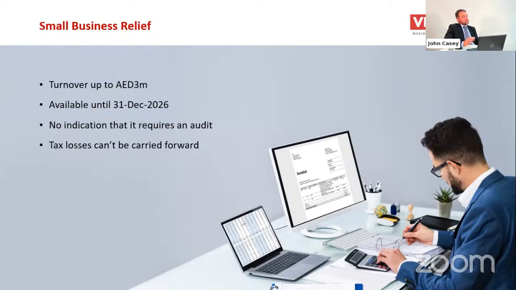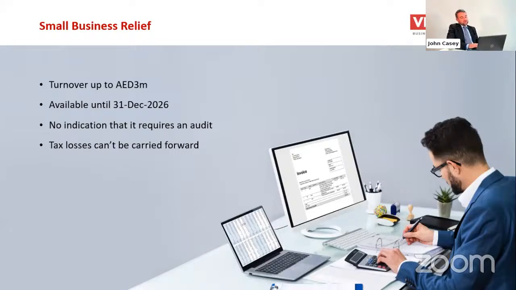So the reason you would go for small business relief is if the free zone exemption is not available to you, then you can look at this rule. Now, this rule says that if your revenue is less than 3 million dirhams, that's annual revenue, so your sales, your top line turnover is less than 3 million dirhams, you don't have to pay any tax.